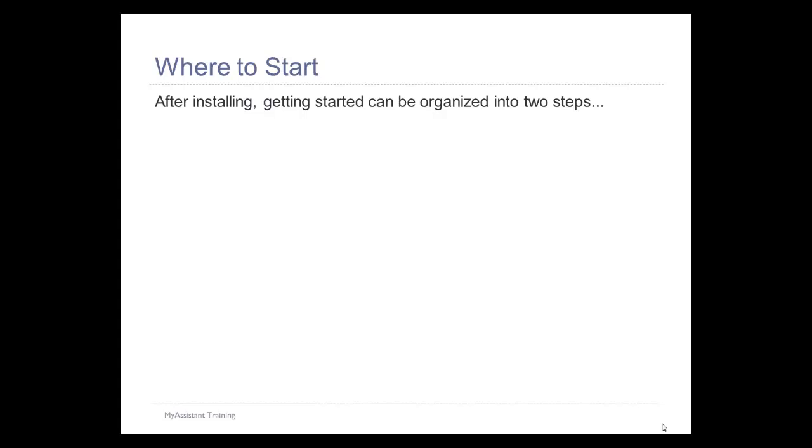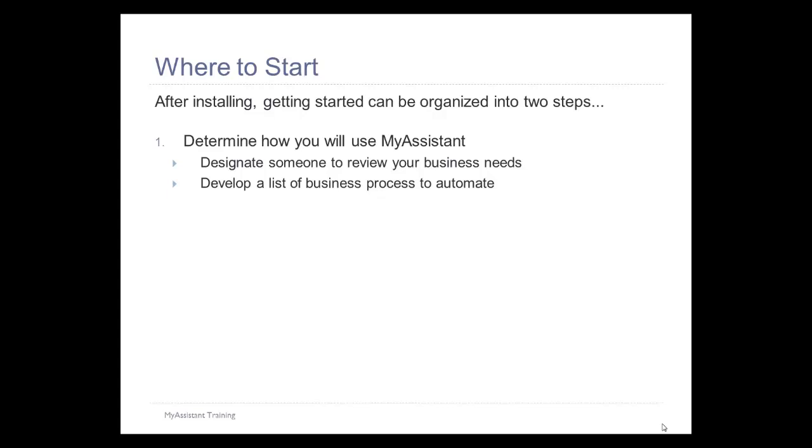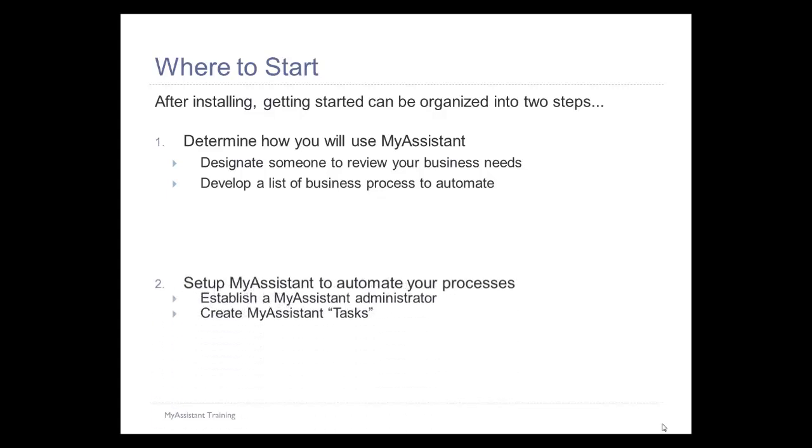So after the software is installed, getting started with the software itself can be organized into 2 steps. The first step is determining how you're actually going to use MyAssistant. This involves designating someone to review your business needs, and then that person developing an actual list of business processes that MyAssistant can automate. So this step does not involve working within the software itself, so this can be done by anyone in your company.